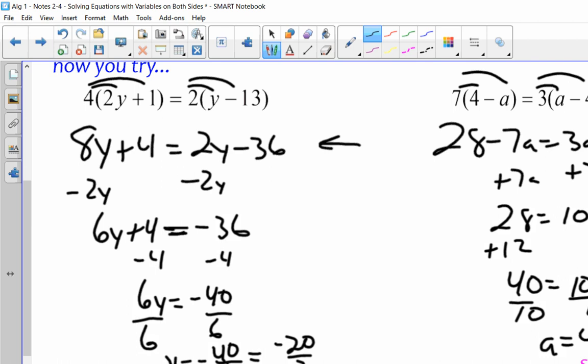Did I distribute it right? I get 8y plus 4, 2y minus. See, I screwed up. That's a 26, not 36. Big dummy. So that's why you check stuff. Don't just go, oh, I did all this work, I put in all this effort, here's my answer, I'm done. That's just not a good way of doing stuff.